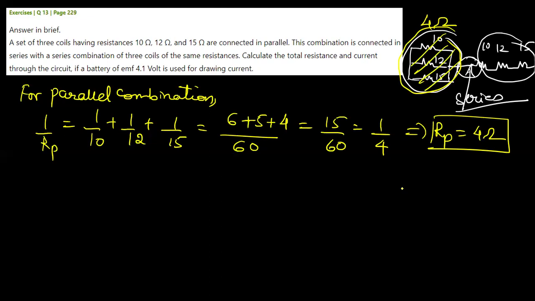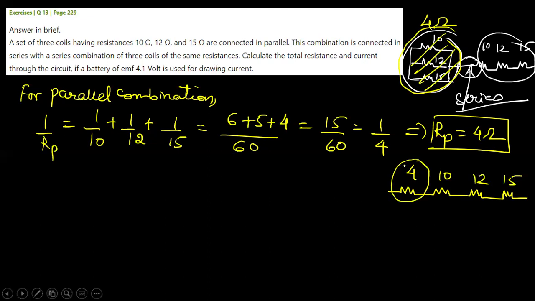Now what will be my circuit diagram? My circuit diagram will be 4 resistances in series: 4, 10, 12, 15. What is this 4? This 4 is the answer of 10, 12, 15 in parallel. I have solved the first parallel. Instead of that 10, 12, and 15 in parallel, I remove those 3 resistances and just put one 4 ohm resistance instead. Now these 4 are in series.